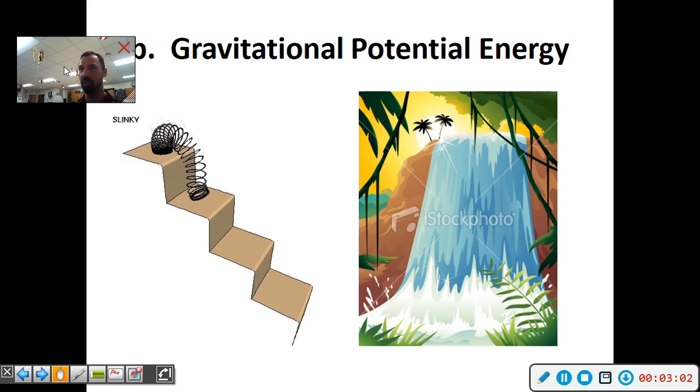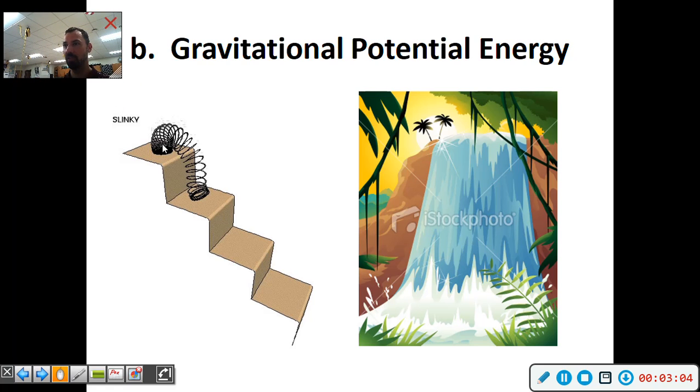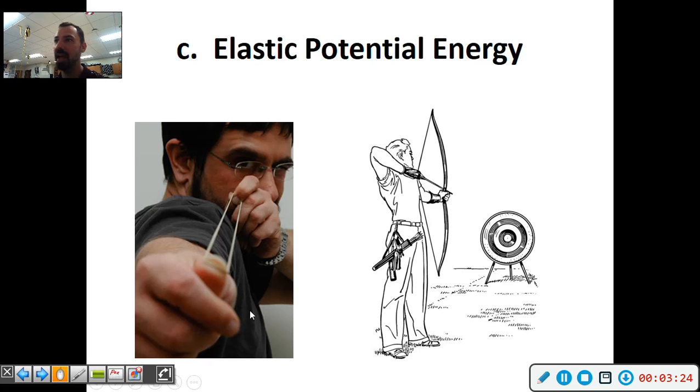Here's the other example. Gravitational potential energy: a slinky. You can take a slinky and make it walk down the stairs, which is really neat to do. Tipping it over, you're going from potential to kinetic energy as it moves. Then elastic potential energy: a rubber band, pulling it back, or a bow and arrow. You're pulling it back and then releasing. When you pull it back, it has potential. Release it, and it becomes kinetic.